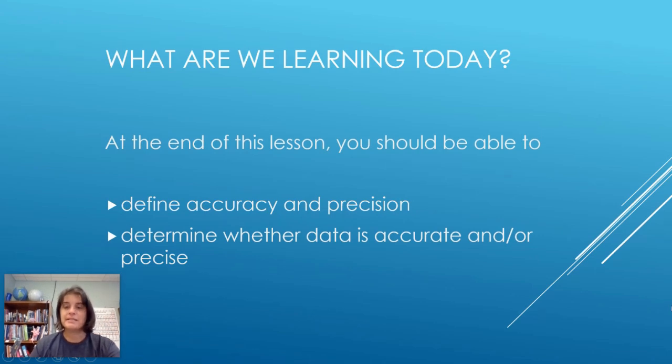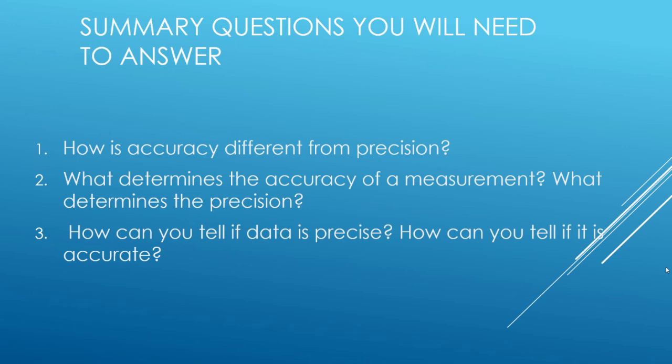So at the end of this lesson, you should be able to define accuracy and precision and determine whether a data set is accurate and or precise. So some questions that you will need to answer in your summary at the end is, how is accuracy different from precision? And what determines the accuracy of a measurement? And what determines the precision? You will also need to be able to look at a data set and tell if it is precise and or accurate.